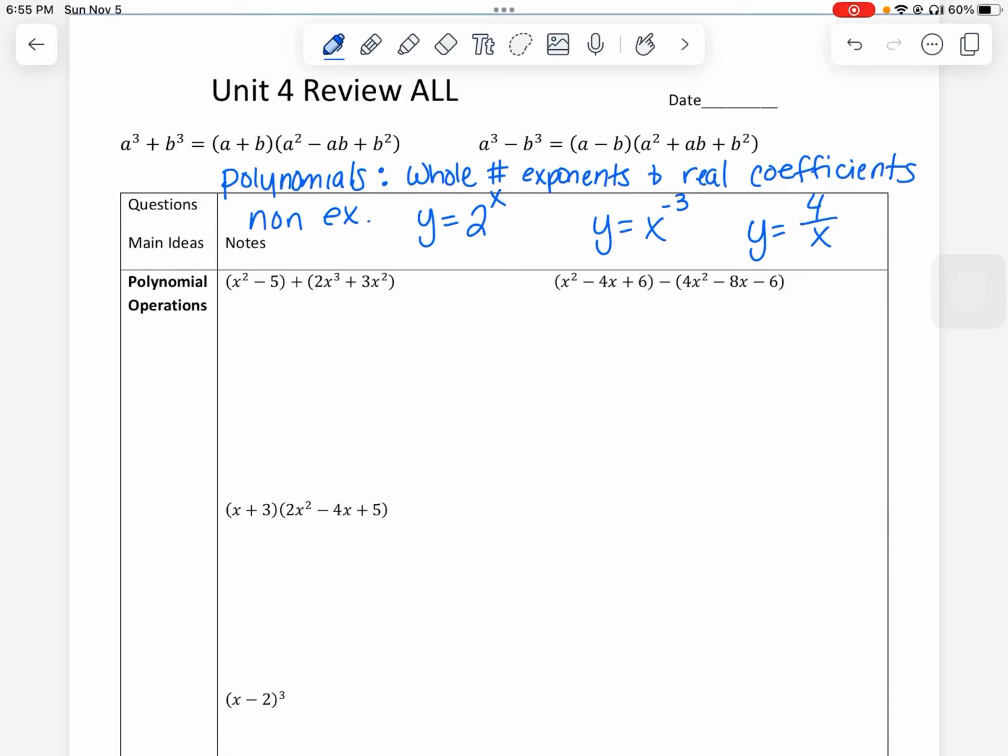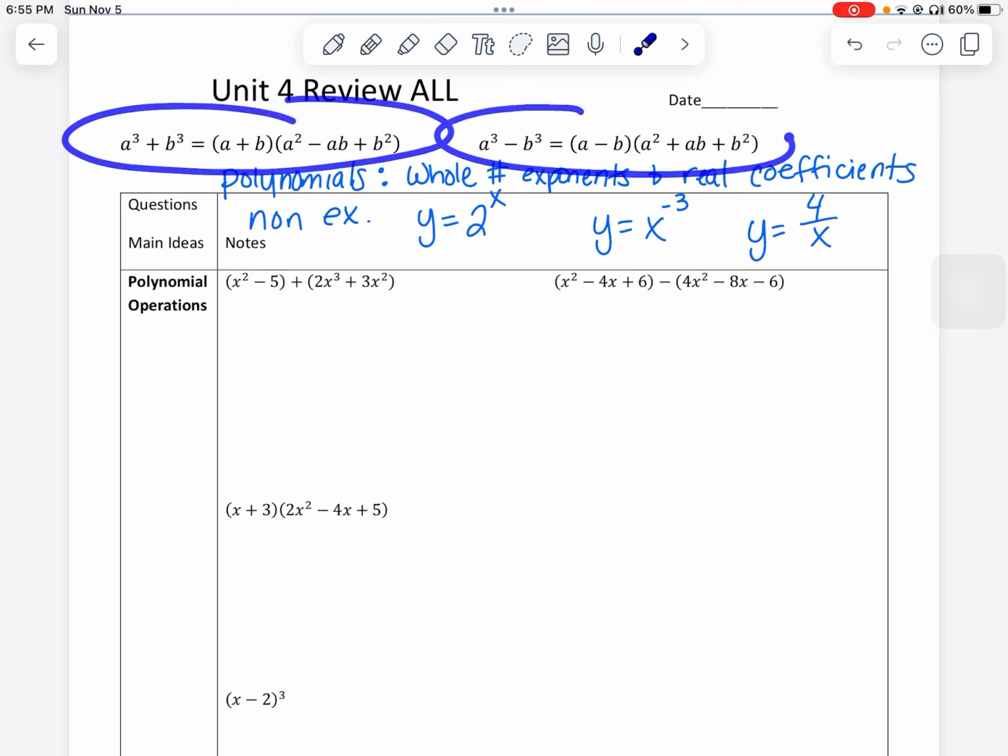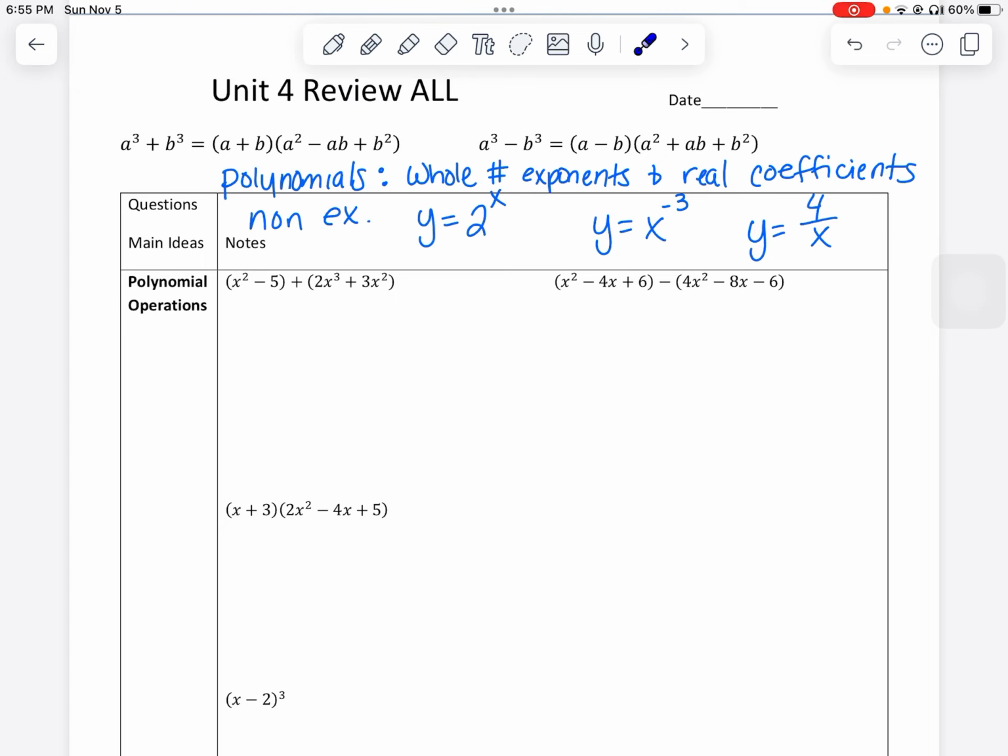Let's review all of what we learned in Unit 4. So just a reminder, I have the sum and difference of cubes formulas up here for you. Those will be given to you on your Unit 4 exam as well. You will need to know how to use them and when to properly apply those formulas.